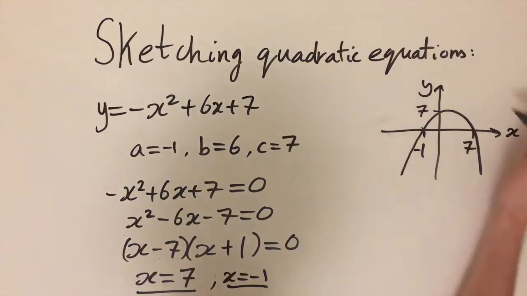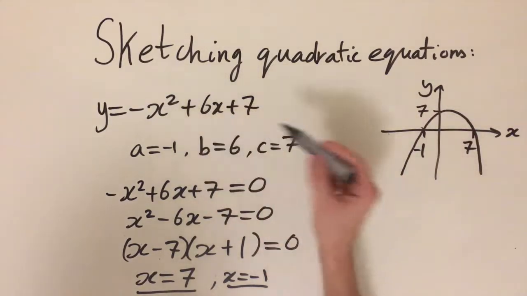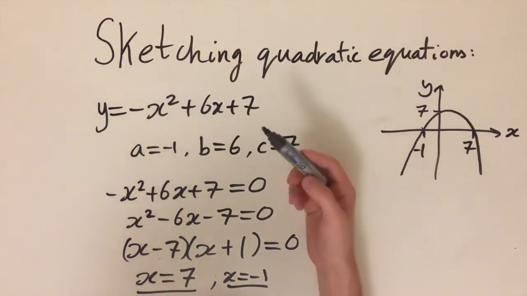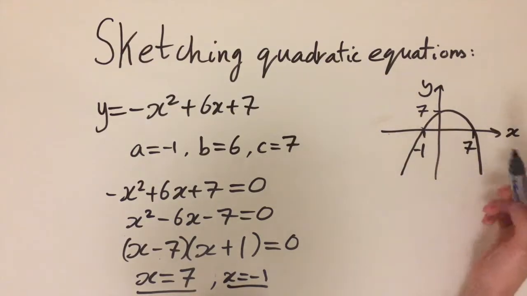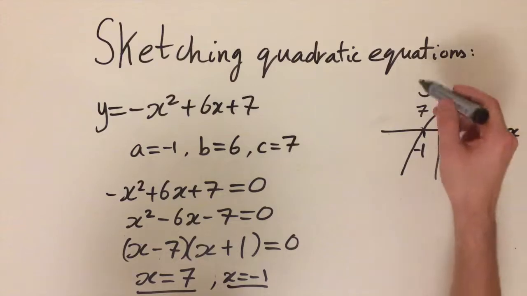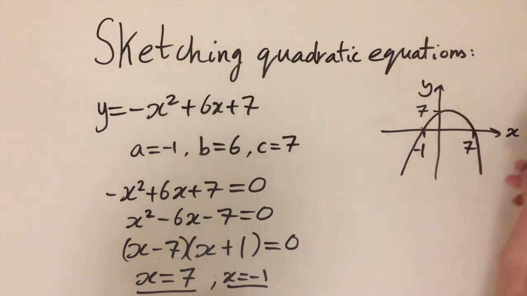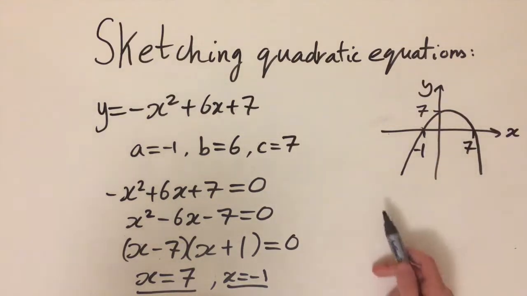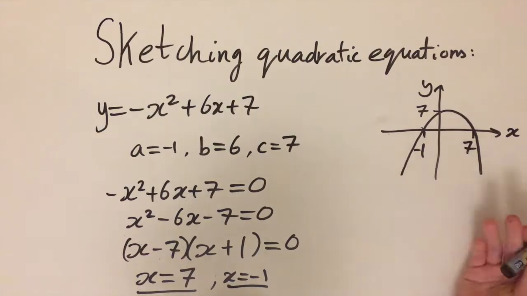And this is everything you need to know about this quadratic equation. And we've seen both cases where a is positive and a is negative, so they're going up to infinity and down to negative infinity. So these are all the skills you need to sketch a quadratic equation.